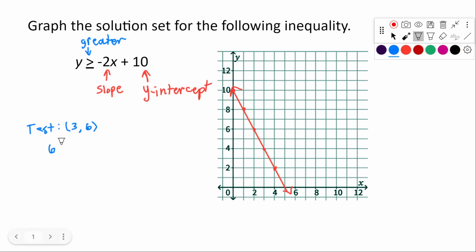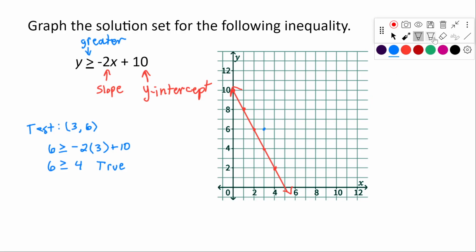I'm looking to see if 6 is greater than or equal to negative 2 times 3 plus 10. Simplify that right-hand side. Is 6 going to be greater than or equal to negative 2 times 3 is negative 6, plus 10 is 4. 6 is in fact greater than or equal to 4. So that means this point 3, 6 is part of our solution set.